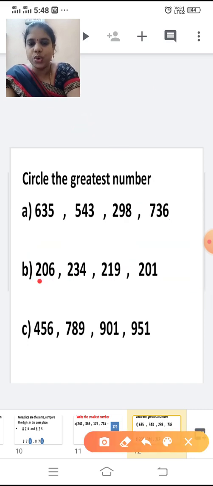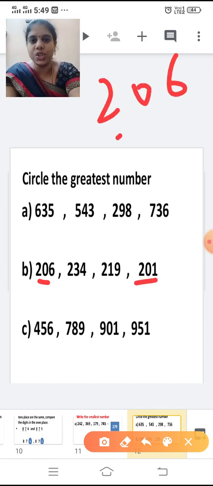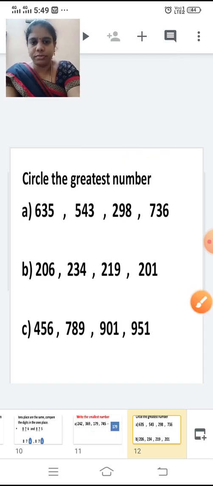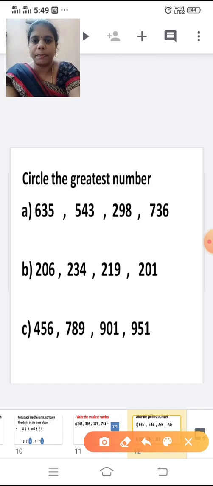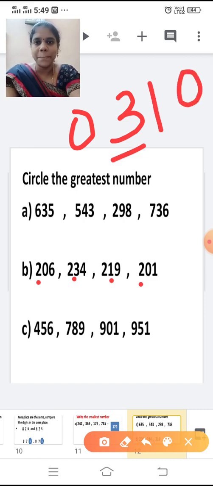Sorry, I made a mistake. In this we are going to circle the greatest number, right? So first see the hundreds place. In all the numbers we have 2. Now see the tens place: 0, 3, 1, 0. Now tell me which is the greatest number? 3. So this is the greatest number, right?